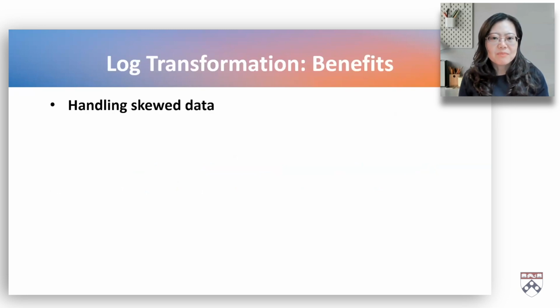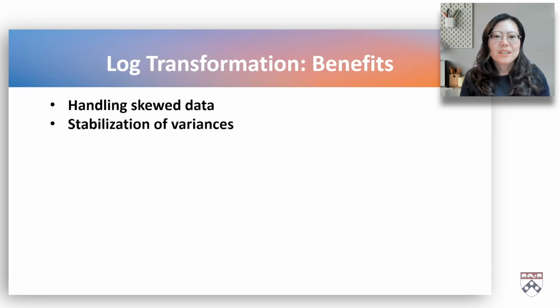Benefits of log transformation. Log transformation can help make skewed distributions closer to a normal distribution. This is beneficial when working with analyses that assume normality, such as linear regression. Heteroscedasticity, or non-consistent variance across different levels of a variable, can be problematic for statistical models. Log transformation can stabilize variances, reducing the impact of outliers and making the data more homogeneous.